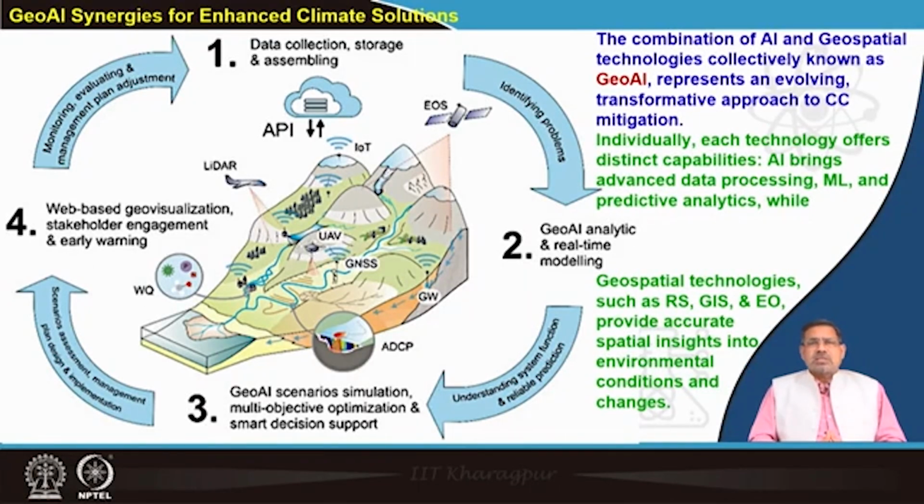The second is, once this is done, a problem is identified. The second is GeoAI analytics in terms of real-time modeling, where both the geospatial and AI-based analytics is needed. The third is, with this understanding system function and reliable prediction, GeoAI scenario simulations, multi-objective optimization and smart decision making that helps in terms of scenario assessment, management, plan design and implementation.